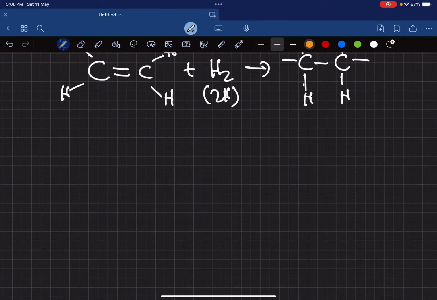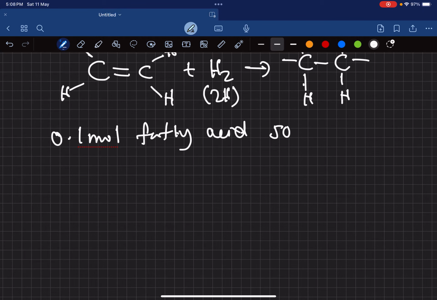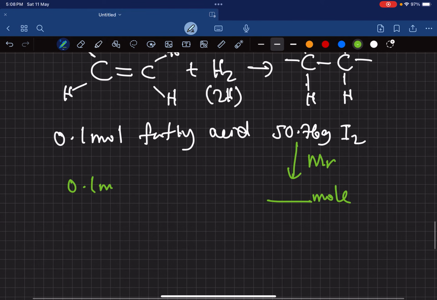So there was one question that somebody sent to me, and the question reads something like this. It says, 0.1 mole fatty acid reacts with 50.76 grams iodine. They ask you what is the fatty acid. For this question, you divide this by the molar mass of iodine and find out how many moles this is. So 0.1 mole, and then you compare with this. I think you get 0.2 here. I could be wrong. You get 0.2 moles. So the ratio is for every one of this, you need 2 iodines.